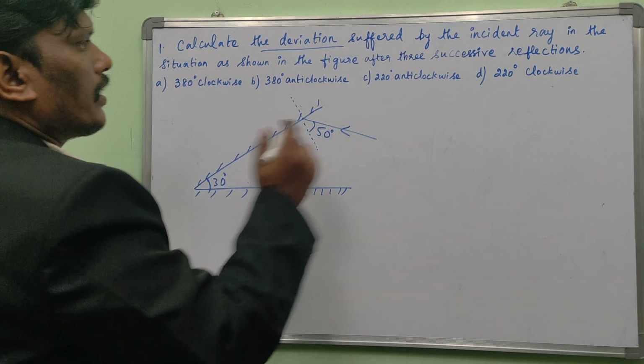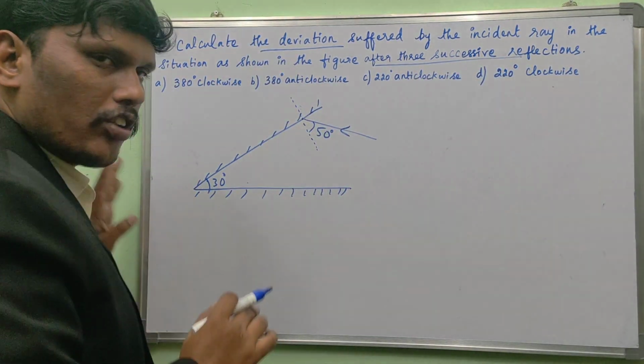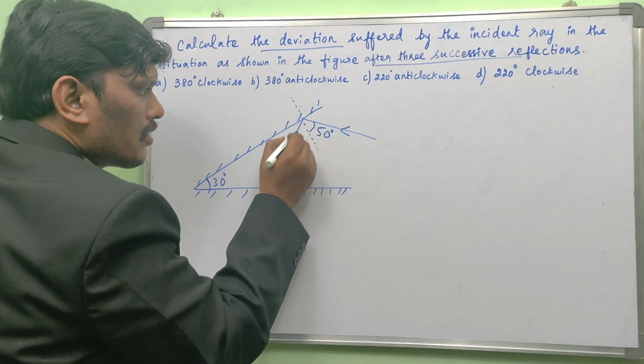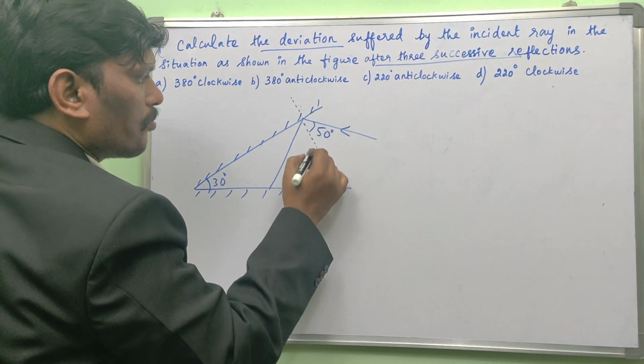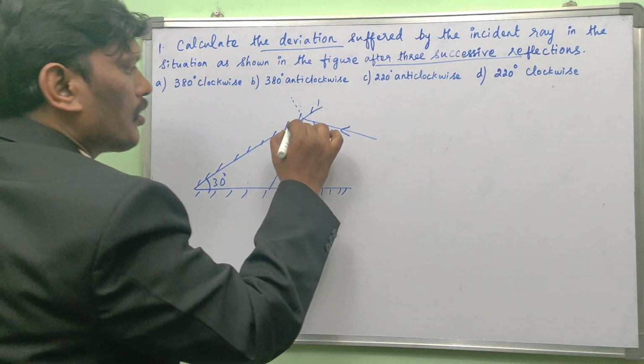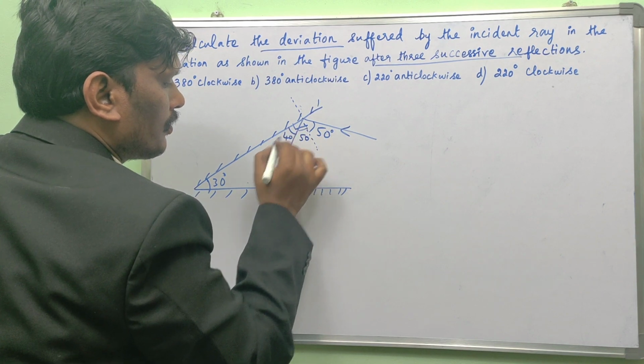So we need to calculate after 3 successive reflections what is the total deviation in the following figure. This is the incident ray and this is the reflected ray. Now this is the normal. So incident ray and reflected ray angles are equal. So it is 50. Now this is the normal, then this is 50 means the remaining angle is 40.